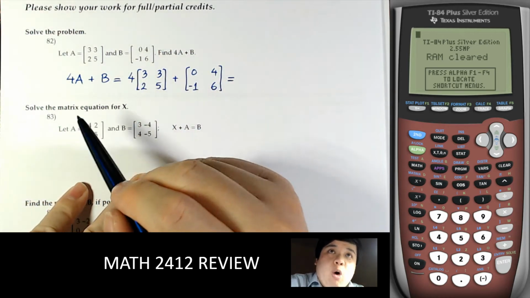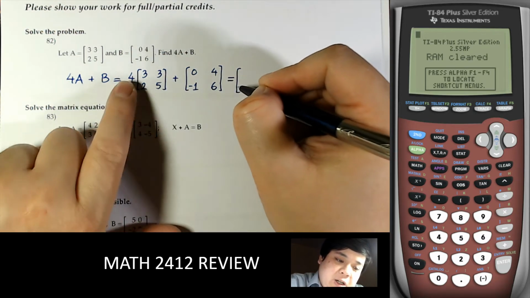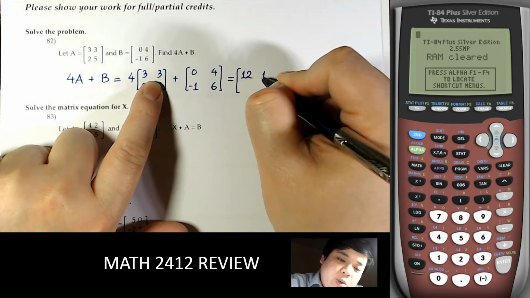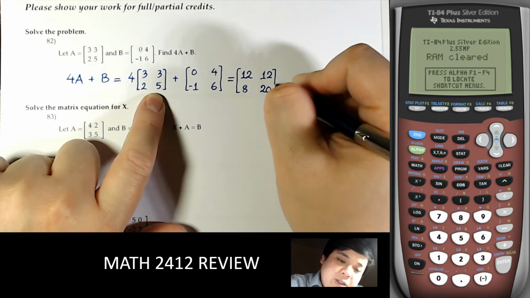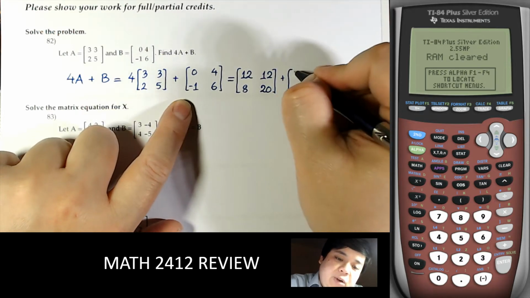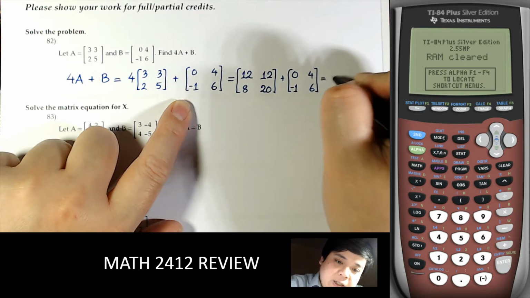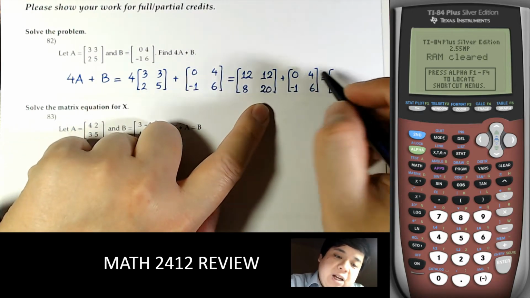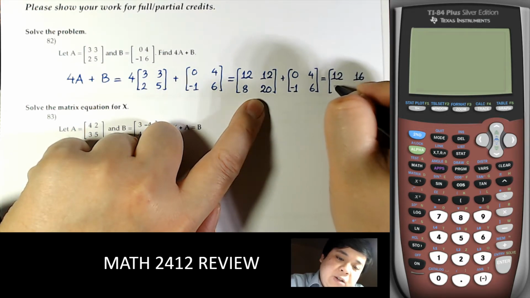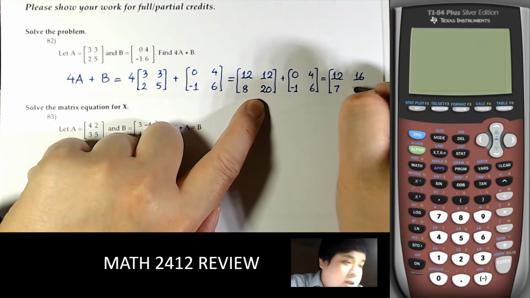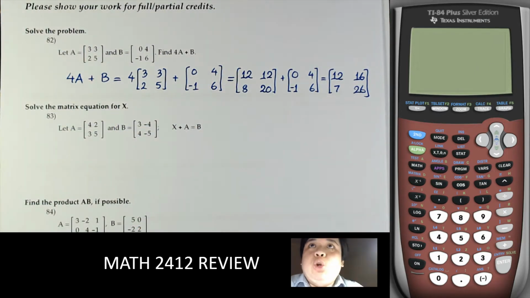In order of operations, multiply first. So 4 times everything in the matrix. 4 times 3, that's 12, 12, 8, and 20. And then we have 0, 4, negative 1, and 6. And then we just add them, 12 and 0, so that's 12, 16, 7, and 26. So that's what we do by hand.